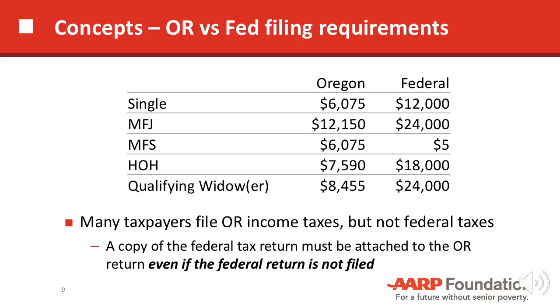Let's take a quick look at filing requirements. As you can see from this table, the filing requirements for Oregon are much lower than for the federal return. But don't forget, we're starting with the federal AGI. And so a copy of the federal return has to be attached to the Oregon return, even if that return isn't filed. So, for all Oregon taxpayers, you'll want to start with the federal return.